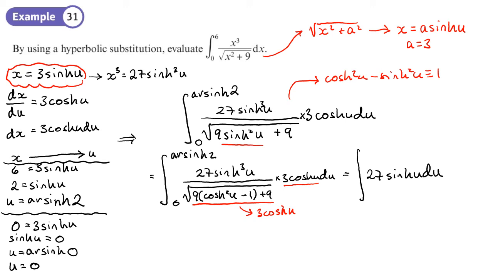We've got a lot cancelling out there. I haven't written those steps down, but I've talked through what will happen. So let's move the 27 over to the other side, out of the way, so it's a bit easier. Now it just becomes integrating sinh cubed u.